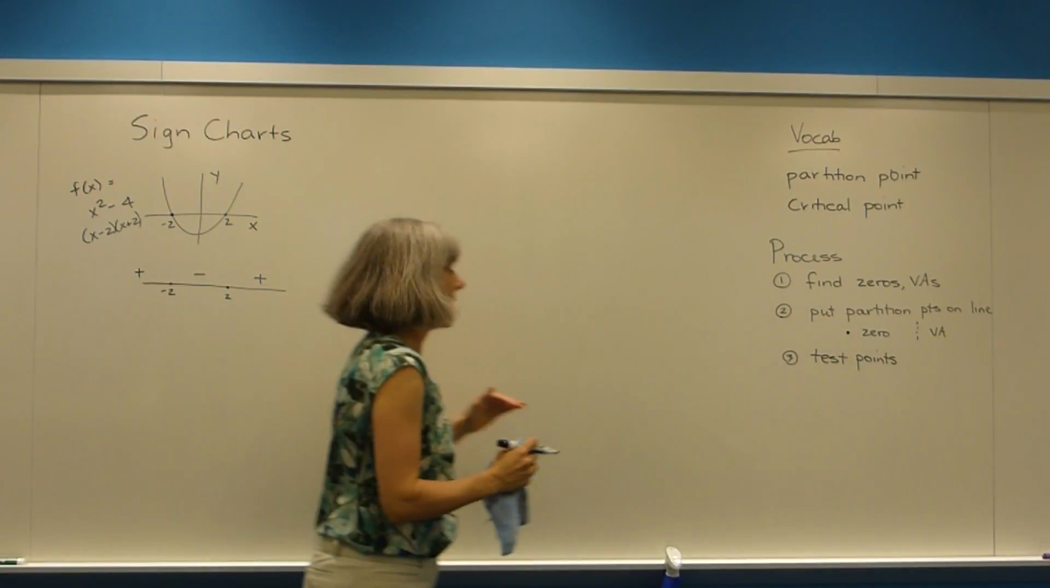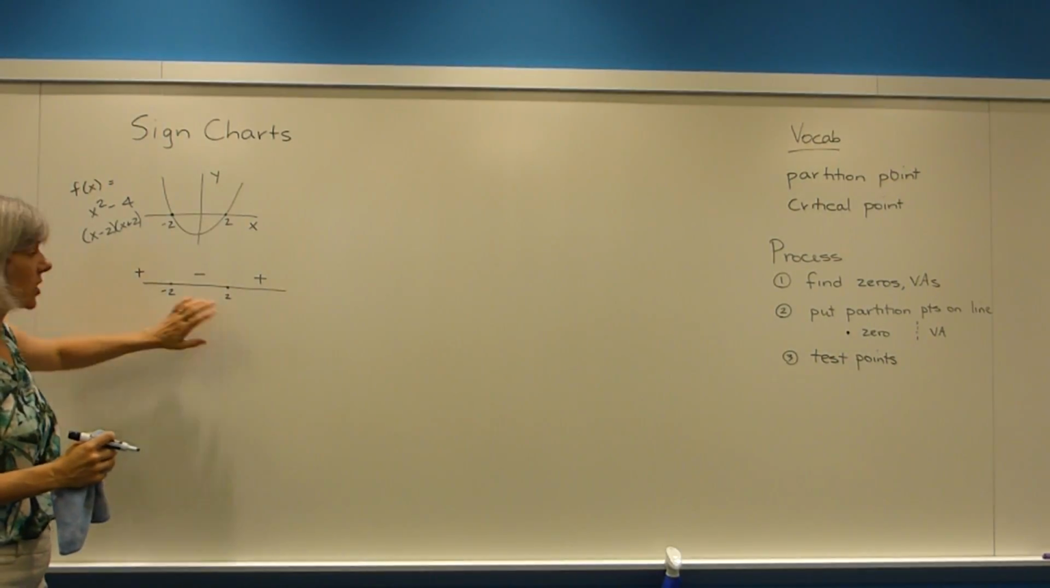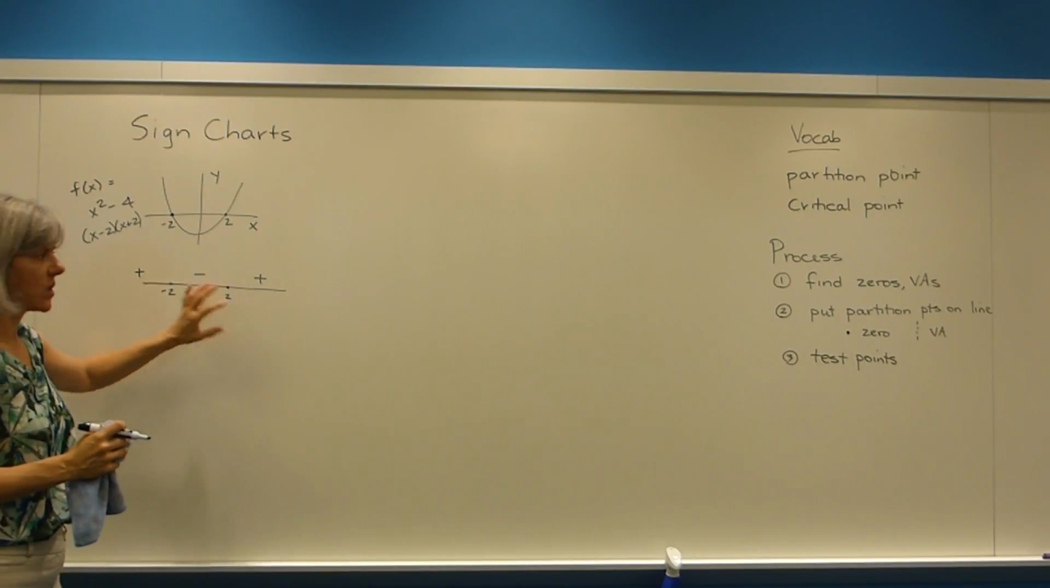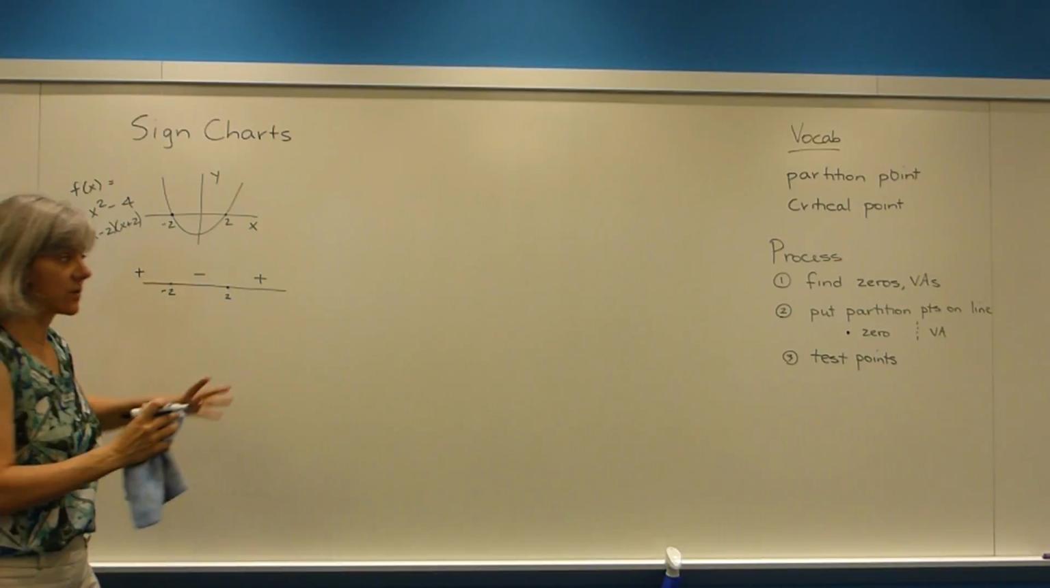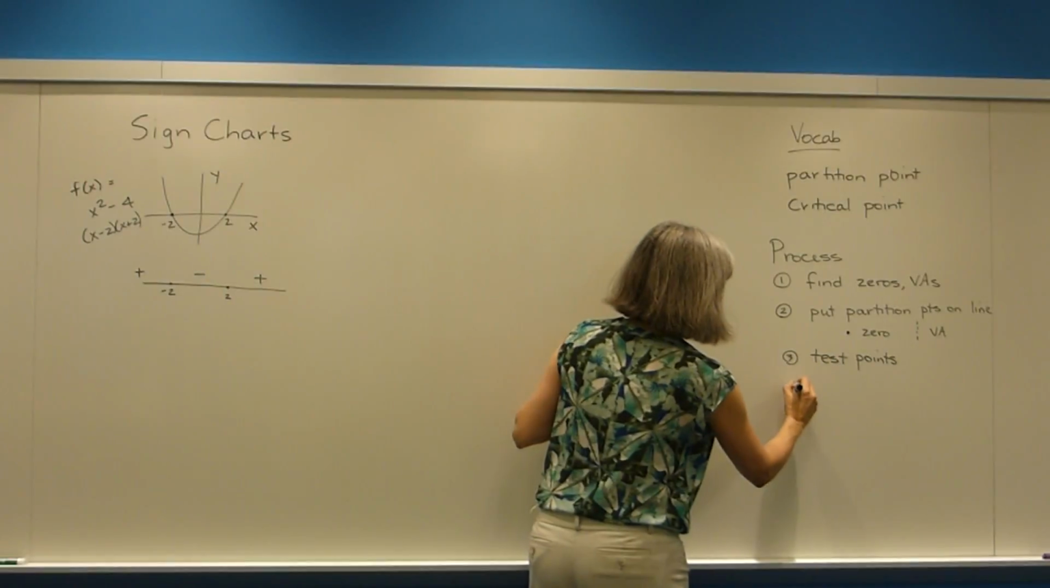And then in the end, you're going to have something that looks like this, a sign chart with dots or vertical asymptotes and pluses and minuses. But that's not the answer. Now you need to actually answer the question. So that's always the last thing. Answer the question you were asked.